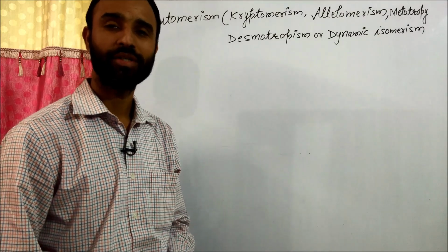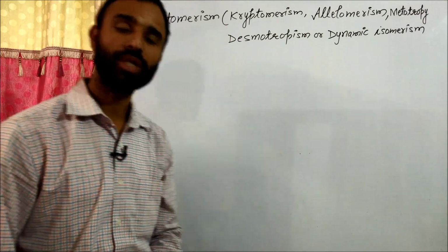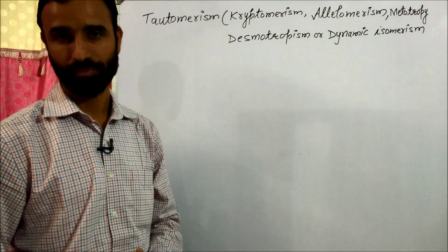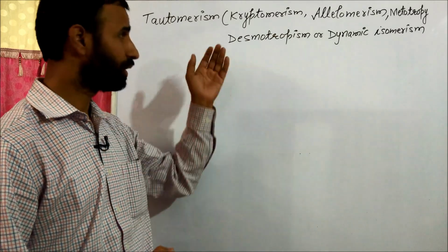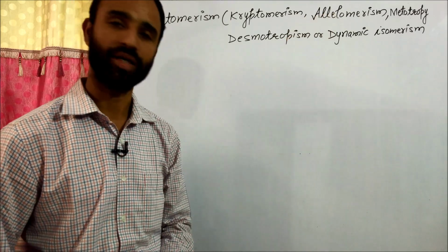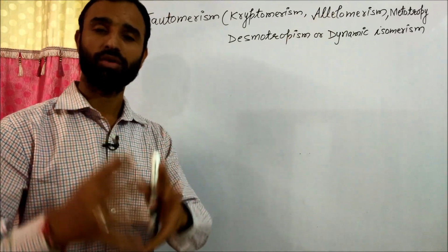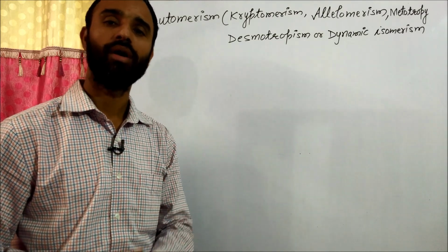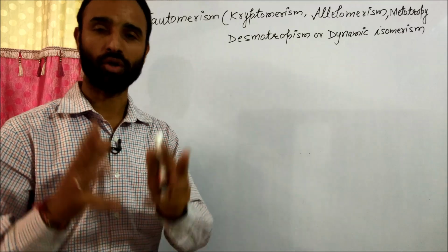Welcome back, friends. Today's topic is tautomerism. Tautomerism is also known as cryptomerism, metotropy, analomerism, even desmotropism or dynamic isomerism. Now, first I will discuss what are the structural requirements for tautomerism.